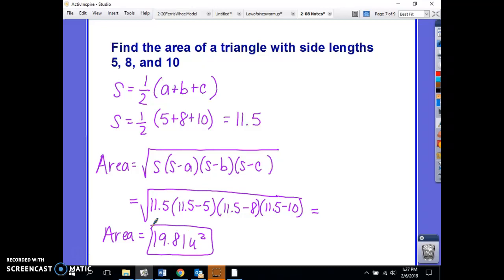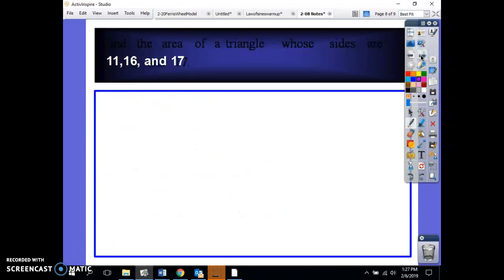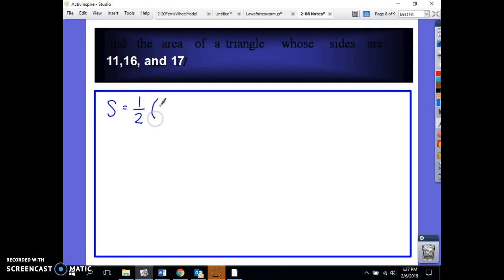So we're going to do one more of those just to be sure. Okay, so this says find the area of the triangle whose sides are 11, 16, and 17. So you're always going to start with finding S again, so that's half the sum of the sides. So 11 plus 16 plus 17. And you would type that in your calculator, and you're going to get that S is 22.